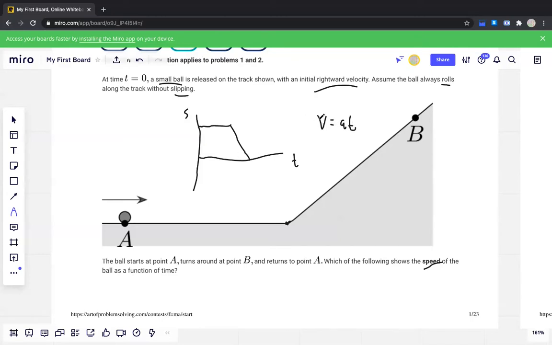We know that this is going to give us a linear graph. So it's just going to keep dropping until we reach B, where the speed is 0, and then it will come back down. So it's going to increase again, and after it reaches the bottom of the ramp, it will become constant again as we go back to A. So our graph will look like a V with two lines.